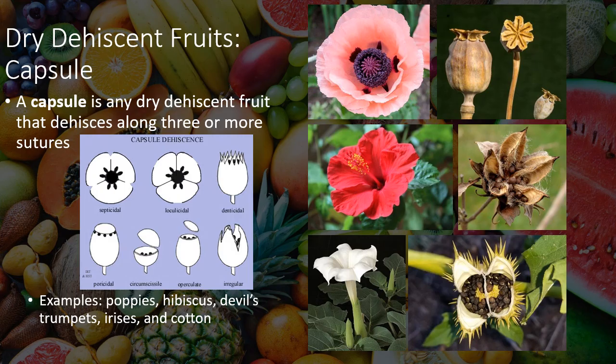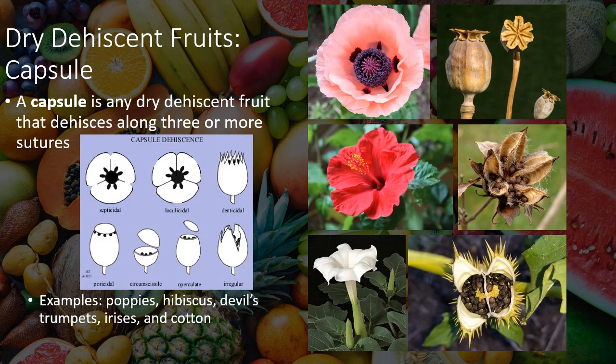If we look at this little chart with the periwinkle background, we can see that we have 1, 2, 3, 4, 5, 6, 7 little diagrams showing different ways that capsules can dehisce or split open. They can be septicidal, meaning that they split open at the septa to release the seeds. They can be loculicidal, meaning that the locules themselves split open to release the seeds.